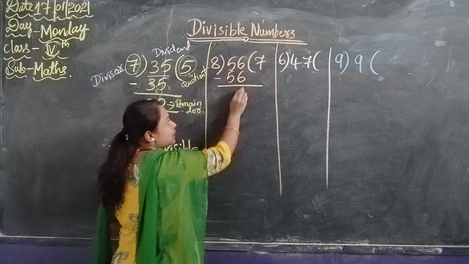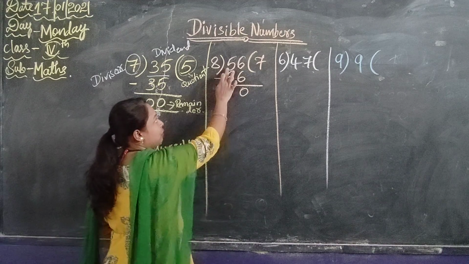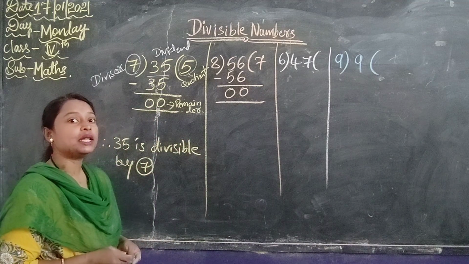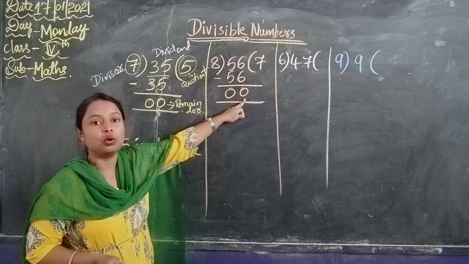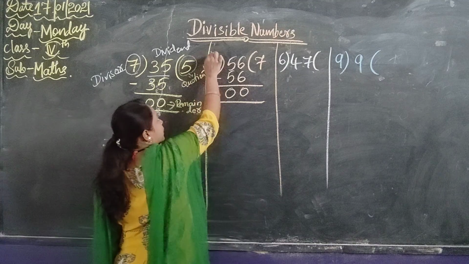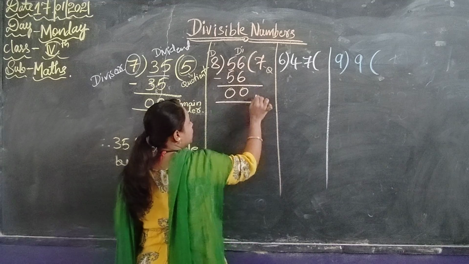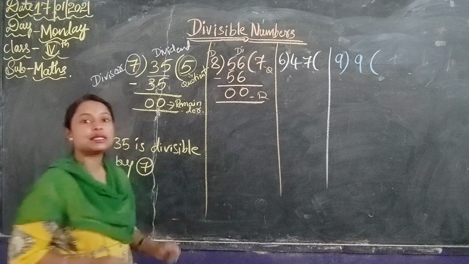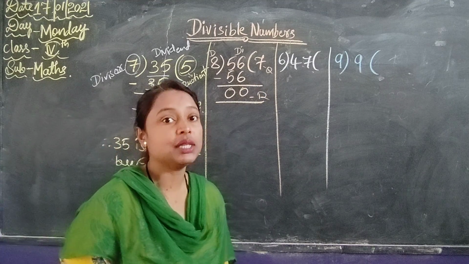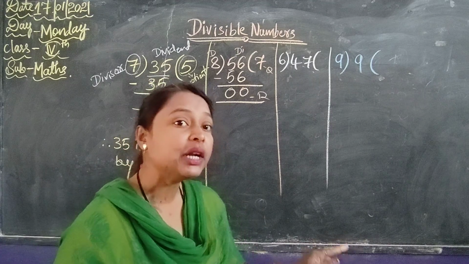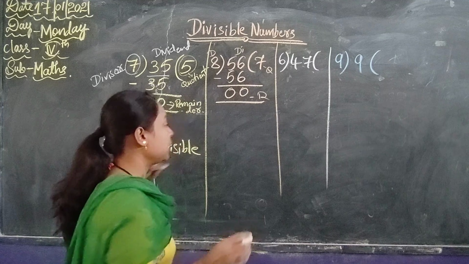6 minus 6 is 0. 5 minus 5 is 0. So the answer or remainder is 0. So this is the divisor, dividend, quotient, remainder. So the answer is what? 0. Means 56 also will be divided completely by the 8 table.